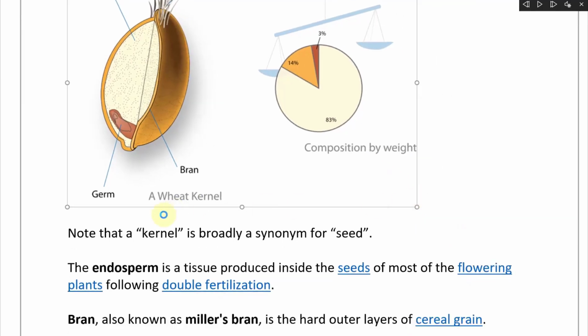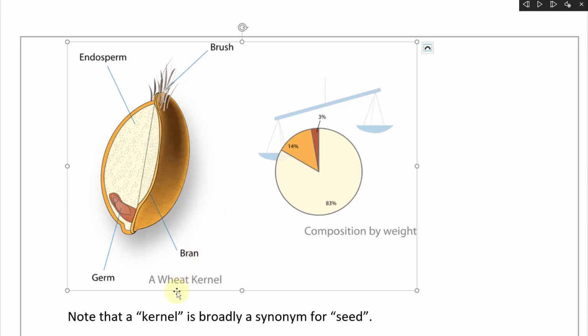Let's take a look here. And here's a wheat kernel. Note that a kernel is broadly a synonym for seed, so it means the same thing, essentially. So endosperm is inside here. Remember that was the two nuclei merged with that other pollen grain, or that male gamete or sperm. So it emerges over here, and then there's a brush on top there. Then you have this bran.